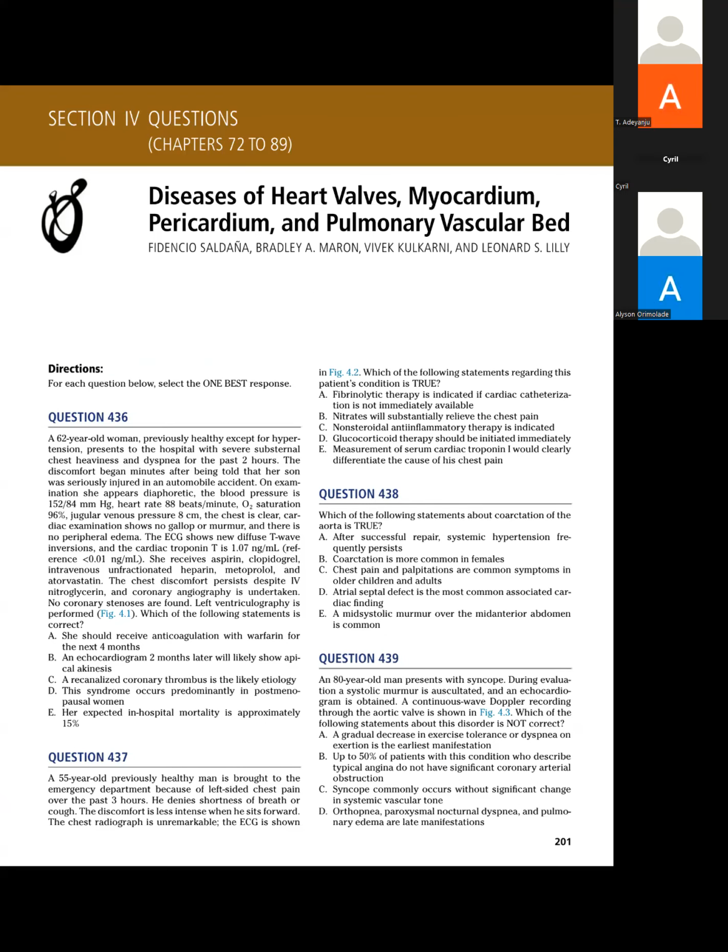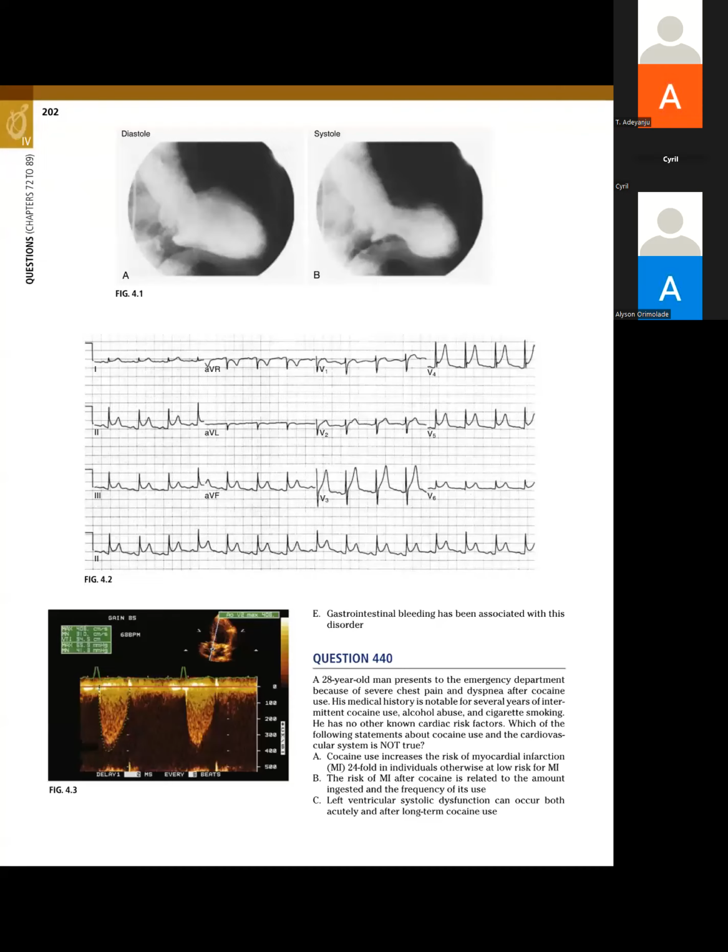A, fibrinolytic therapy is indicated if cardiac catheterization is not immediately available. B, nitrates will substantially relieve the chest pain. C, non-steroidal anti-inflammatory therapy is indicated. D, glucocorticoid therapy should be initiated immediately. E, measurement of serum cardiac troponin I would clearly differentiate the cause of this chest pain. Can you help us now with the ECG on figure 4.2 again? Thank you very much.